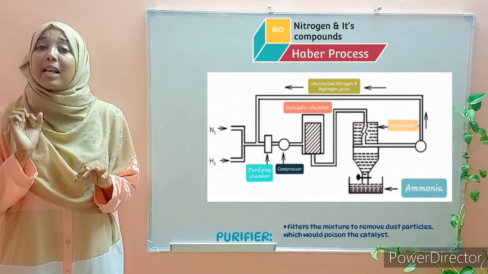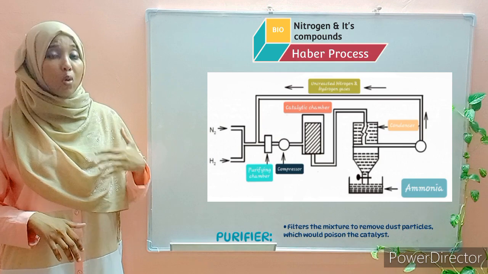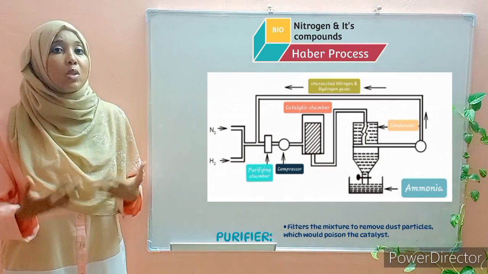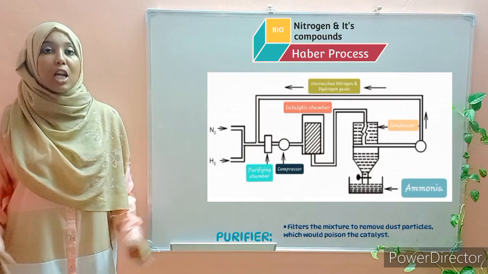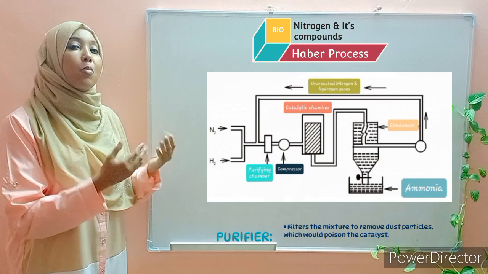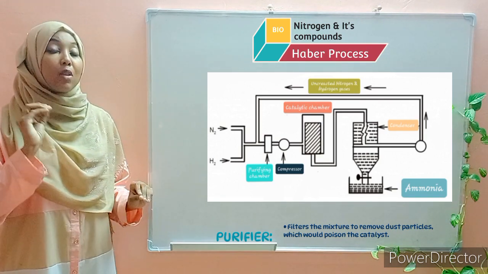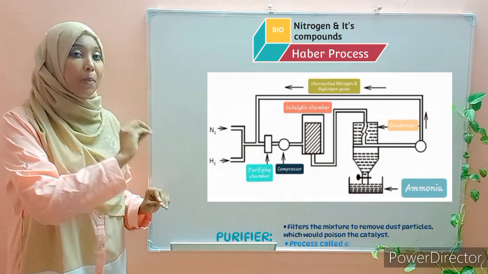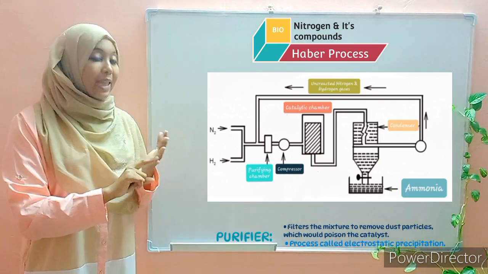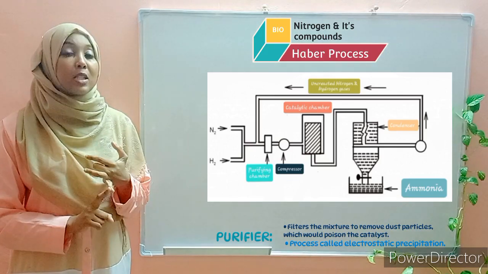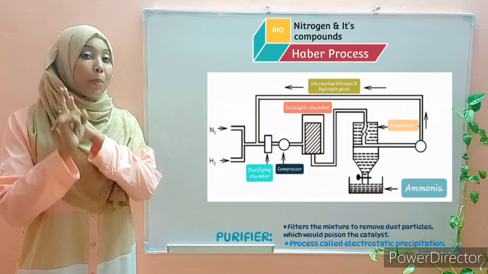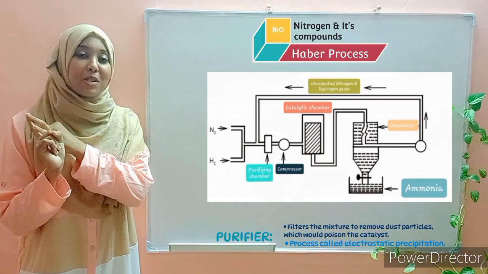And catalysts can be expensive. So if a catalyst is continuously damaged, that means that it will have to be replaced time and time again, which again will make the process costly. So in order to prevent this, the air is filtered in order to remove dust particles. This is done through a process called electrostatic precipitation. Two things of note there: the air is filtered in order to remove dust particles, which will otherwise poison the catalyst, and this is done through electrostatic precipitation.